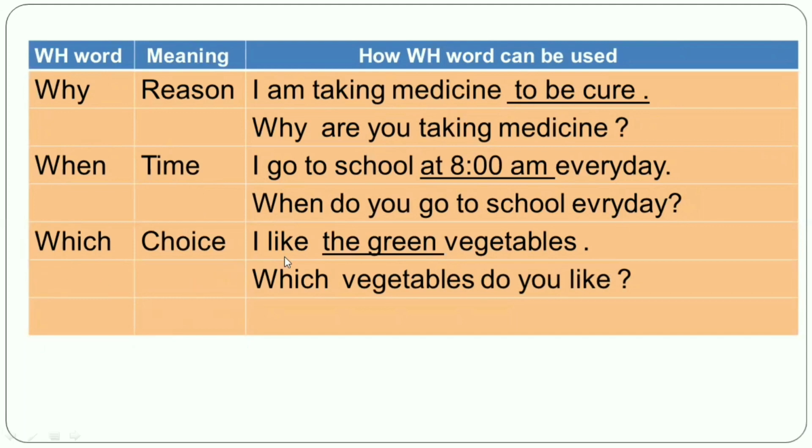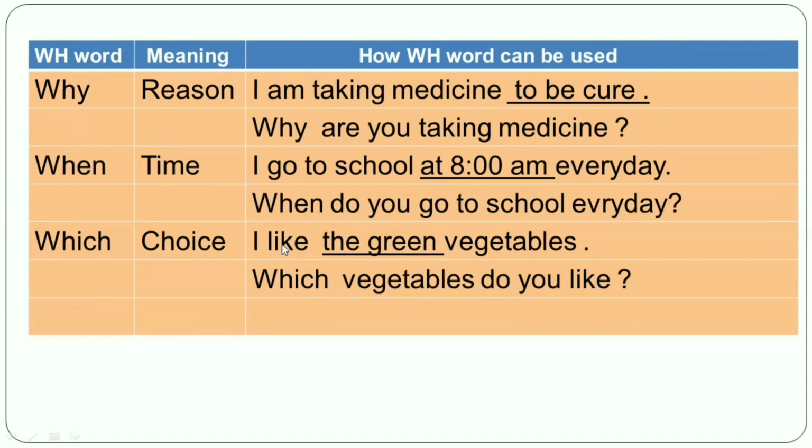Next sentence. I like the green vegetables. My dear student, underline the words green vegetables. That means special kinds of vegetable. That means the subject likes the special kinds of vegetable. That means he or she has to choose the vegetable. That's why if the underlined word indicates the choice, then the WH word will be which. So write at first which, then find out any auxiliary verb. No auxiliary verb. So first you will write which vegetable, then no auxiliary verb.